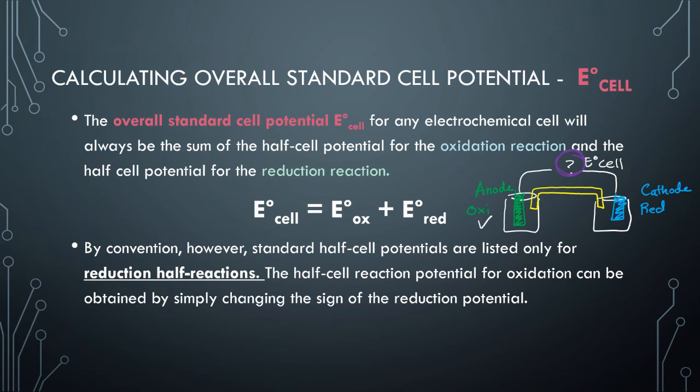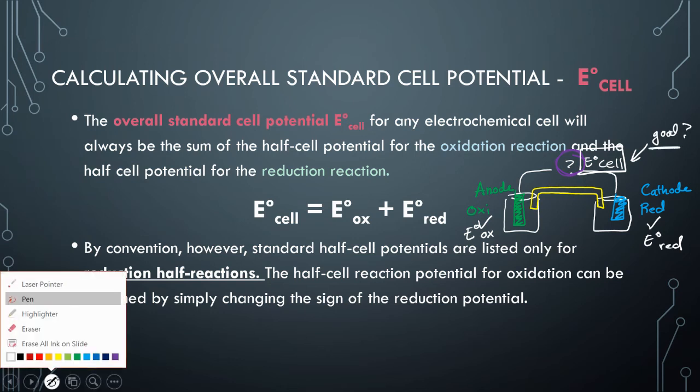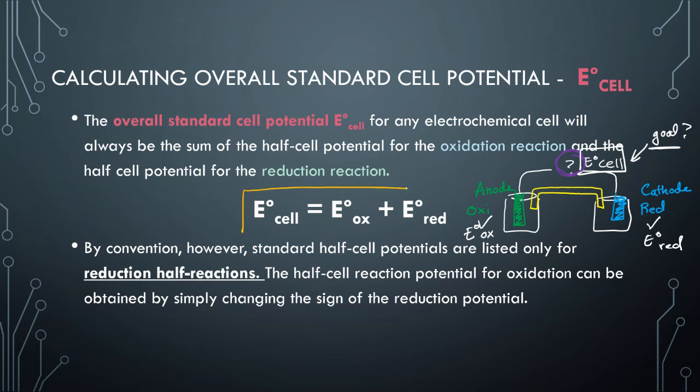What is E ox and what is E reduction? We need the standard potential for the half cell. We need the standard potential for this side. And the difference between them will give you the cell potential for the whole cell. So this is your goal. Okay, what is this value? So here's the equation to do that. The standard cell potential for your galvanic or voltaic cell is equal to the half cell potential of your anode plus the half cell potential of your cathode.